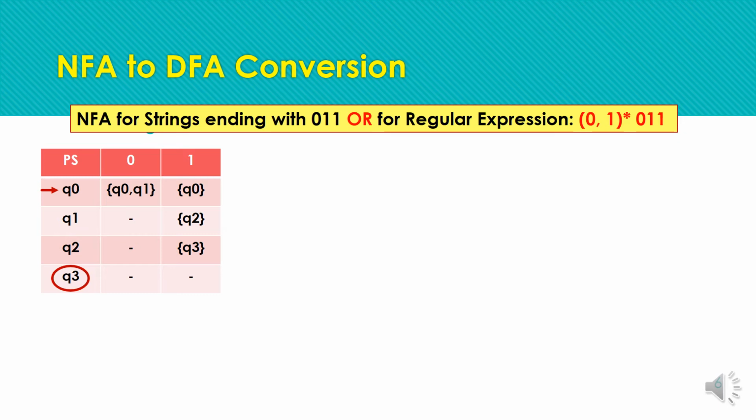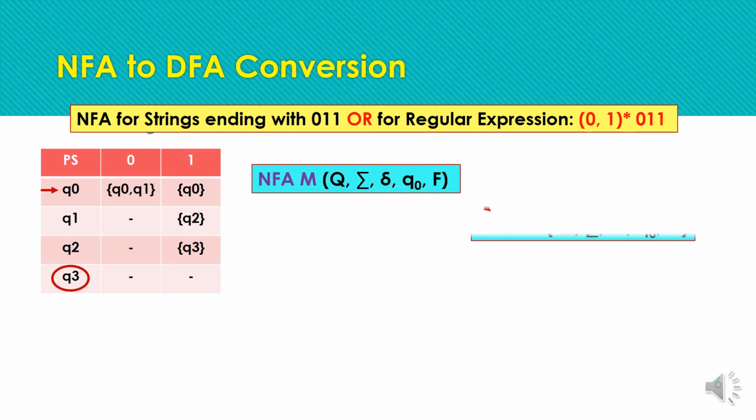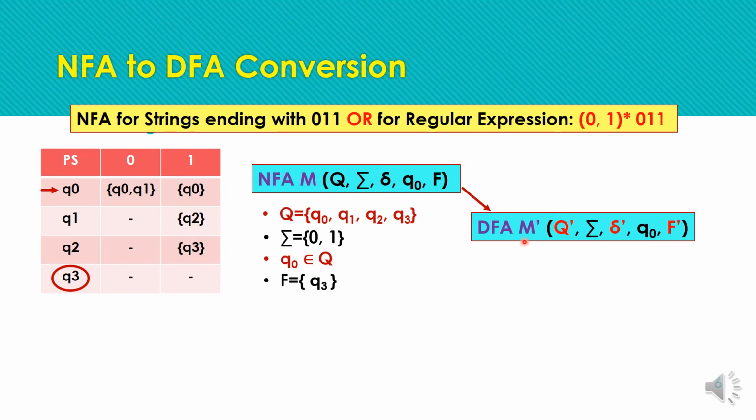Taking a review of the tuples of the machines for NFA and DFA. So the NFA is named as M and the DFA is named as M dash over here. You can use any notation for the names of these machines, like M1, M2. The tuples of the NFA are Q, the set of states Q0, Q1, Q2 and Q3, as we are having 4 states in the transition diagram. Next, the input symbols are 0 and 1. Q0 is the initial state and F is the final state, and we are having only one final state in this case, Q3.